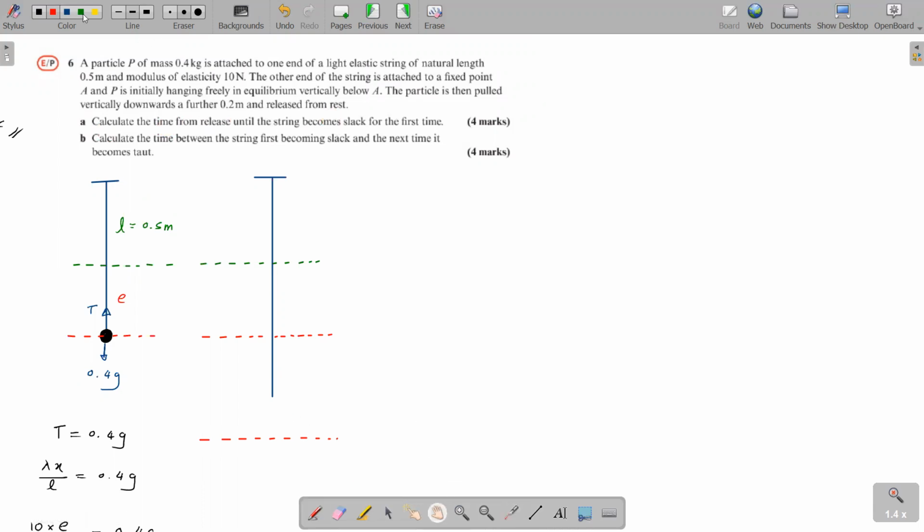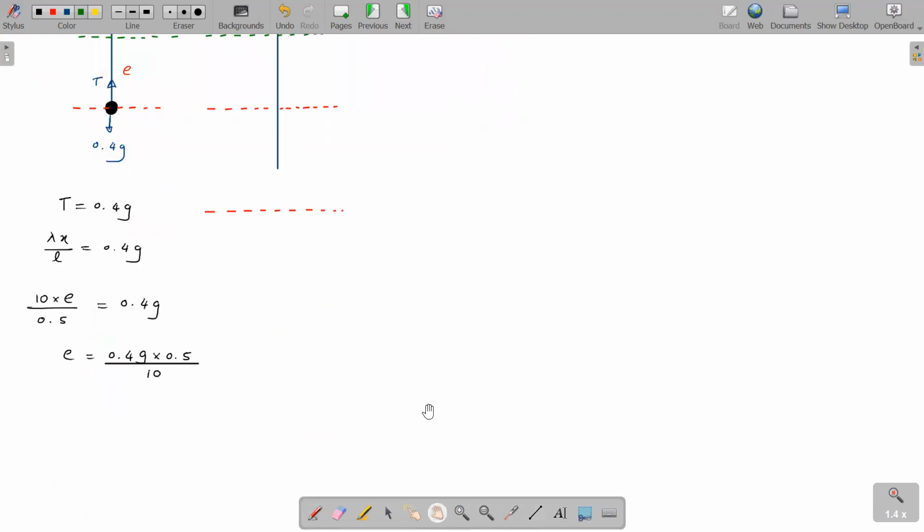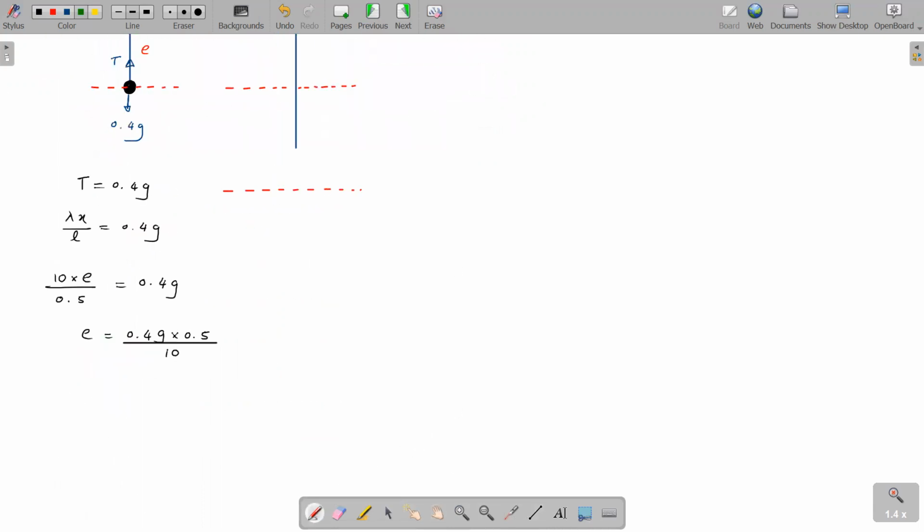So actually, I'm interested to see whether this E is bigger than 0.2 or smaller than 0.2. Can I actually have the E value? How much is the E value? 0.4 into 9.8 into 0.5 divided by 10. Because I want to check whether we have complete SHM here or not.